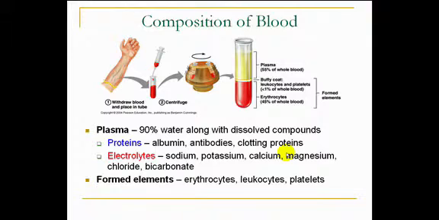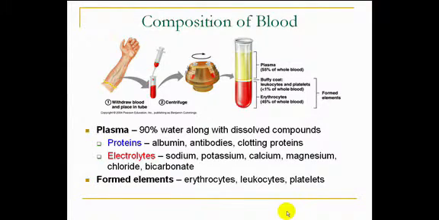You may have heard of serum, and you might not be familiar with what the difference between serum and plasma is. The only difference between serum and plasma is that plasma contains the clotting proteins. Serum does not. Then you have all the formed elements, which are the cells found in the blood.